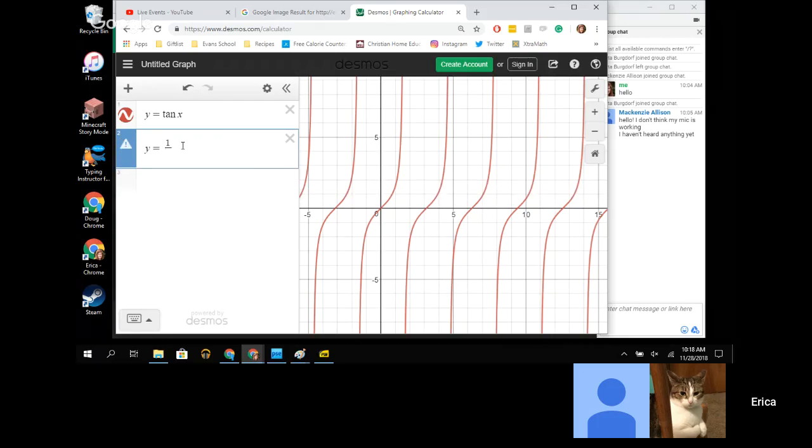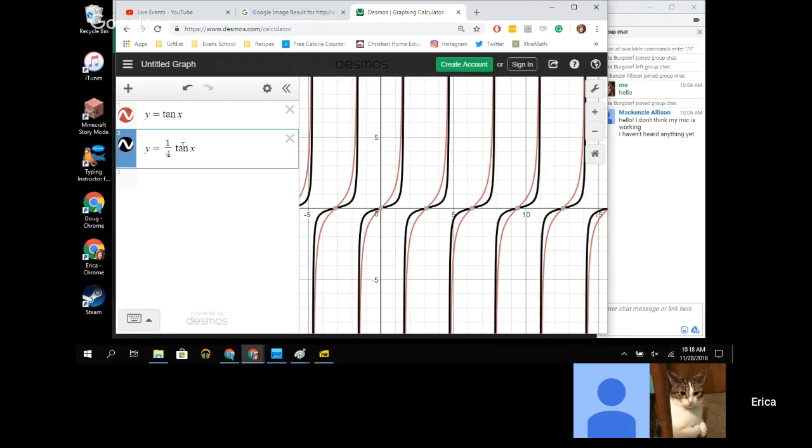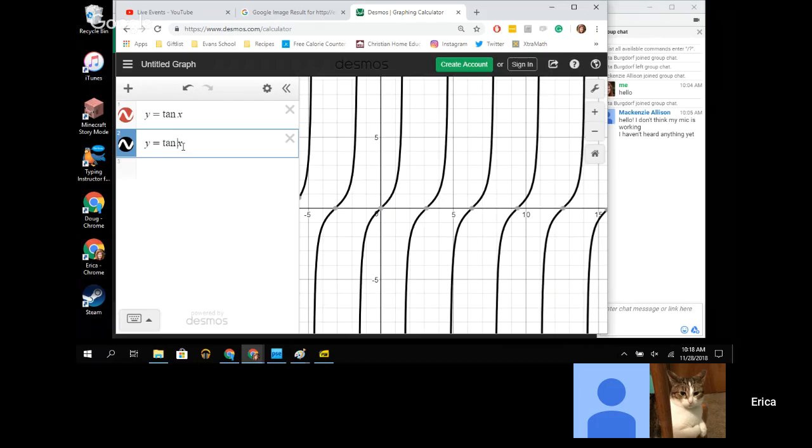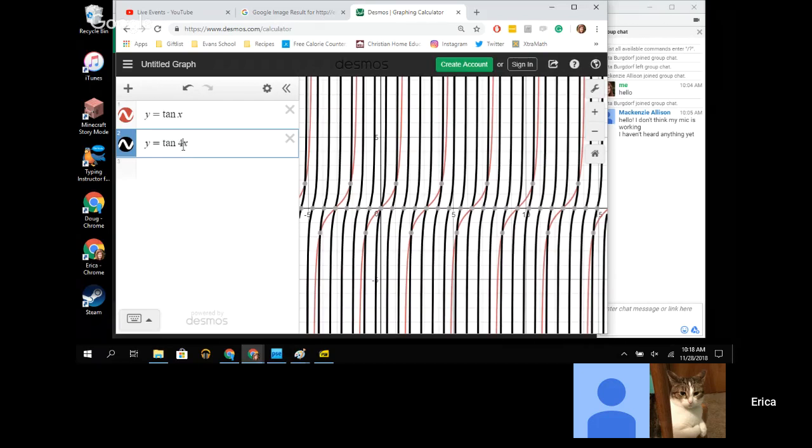So I'm in section 4.6. Y equals 1/4 of the tangent of x. What happens to your tangent curve if you make an amplitude of 1/4? It kind of dampens your tangent curve. What happens if you put a 4 inside of your equation? You get a lot more tangent curves more quickly coming.